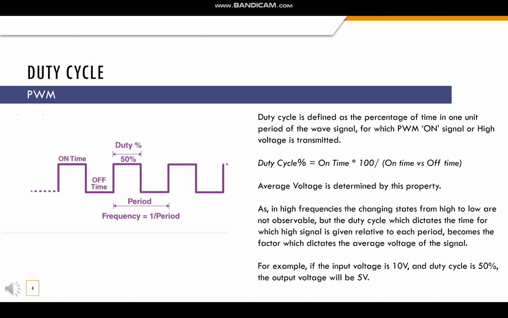Duty cycle is defined as the percentage of time in 1 unit period of the wave signal for which the PWM on signal or high voltage is transmitted. At high frequencies, the changing states from high to low are not observable, but the duty cycle, which dictates the time for which the high signal is given relative to each period, becomes the factor which dictates the average voltage of the signal. For example, if the input voltage is 10 volts and the duty cycle is 50%, the output voltage will become 5 volts.